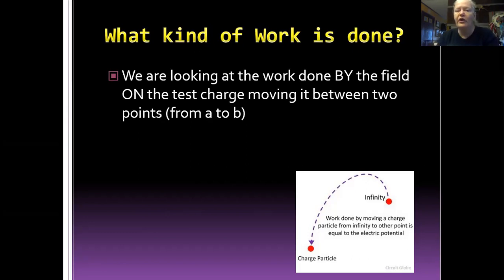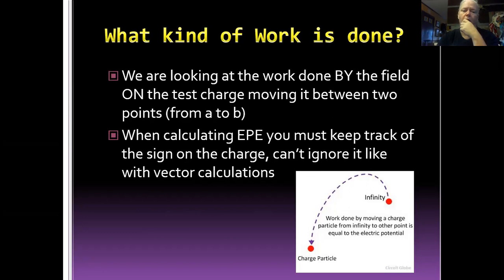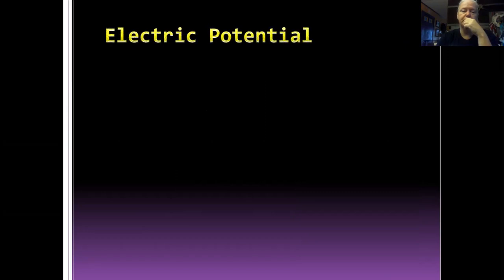So what we're going to do is look at the work done by the field on a test charge. If the field does positive work, then we have a positive change in potential energy. If it does negative work, we have a negative change in potential energy. So fairly straightforward to figure out. We have to identify the two points. Remember, we don't care about where it goes in between, just where it started and where it ended. And again, as a reminder, you have to keep track of the sign of the charge.